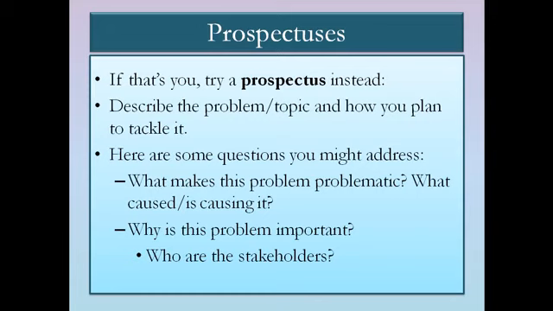Okay, so it's a more general, more loosey-goosey kind of piece of writing where you just tell us, here's where I'm at right now, here's the problem or the topic I'm going to cover, here's what I plan to address. And to guide you in that, here are some potential questions that you might address in a prospectus. And that's not to say that these are the only things that you would address or that you have to address all of these things. These are just example questions, okay?